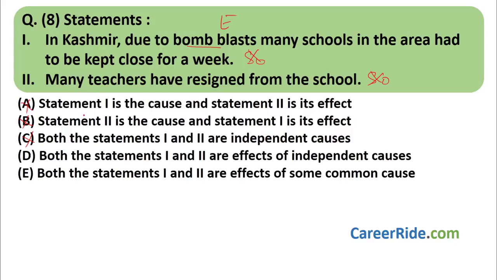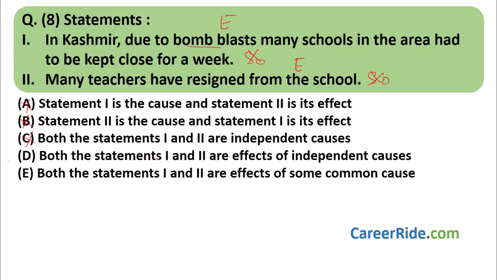Second one is also an effect. Many teachers have resigned from the school. Now why will teachers resign from the school? In the first sentence they have given us sort of a reason, due to the bomb blast in Kashmir. Even if we don't take it as a reason, still teachers have resigned from the school. This is an effect. We don't know the reason or the cause for the resignation of the teachers, so resignation of the teachers is an effect. So we have to choose whether it is D or E, right?